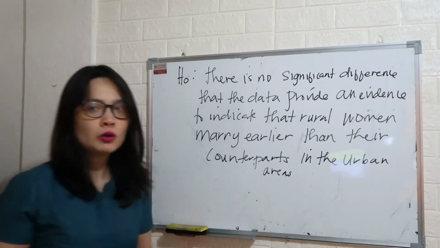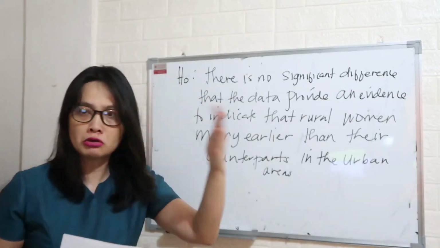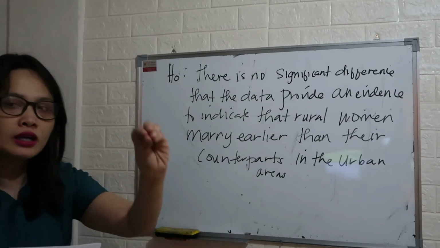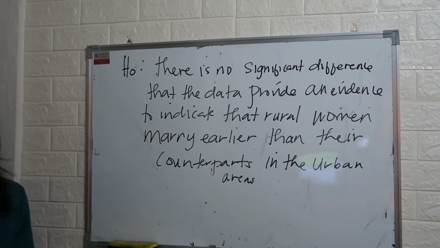Okay? So that will be your null hypothesis. Because when we say null hypothesis, meaning unchanged. Unchanged, meaning no change at all. So there is no significant difference that the data provide as evidence to indicate that rural women marry earlier than their counterparts in the urban areas.